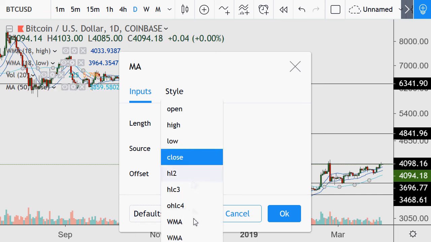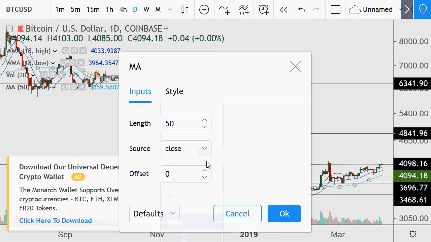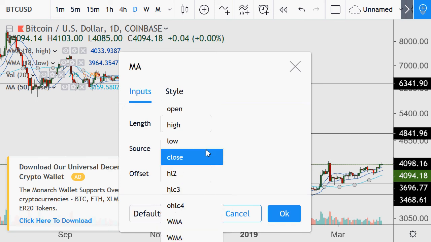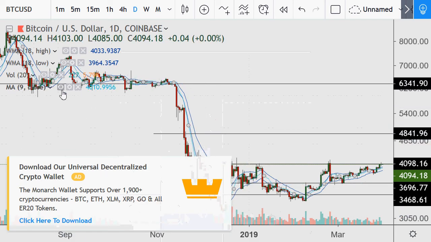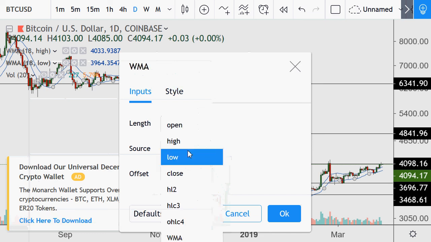Source, we got open, high, low, close, high, low, HL2, WMA, net volume. I thought I seen VWAP last time. Because I was, okay, volume. Where I thought I seen it. I know I got it saved. WMA. I mean, I got so excited. I thought I see it.